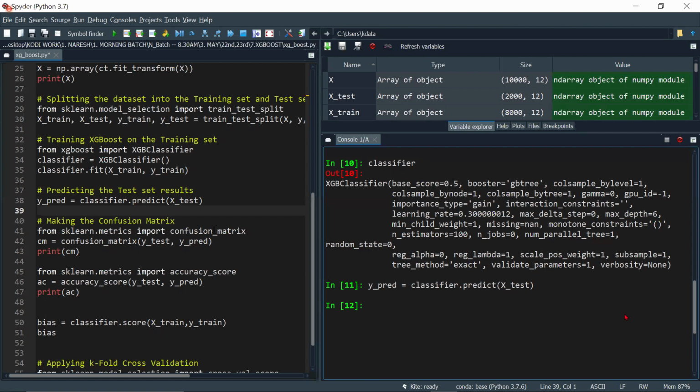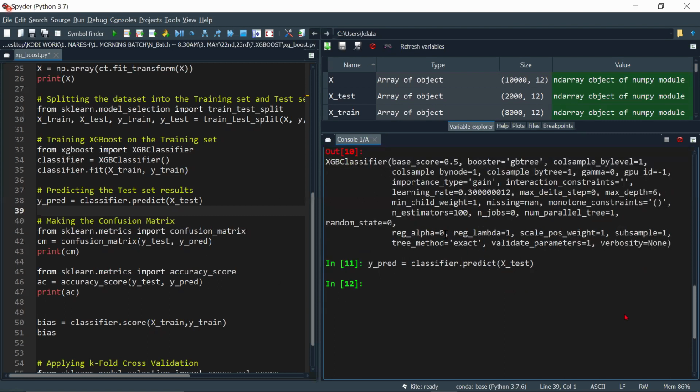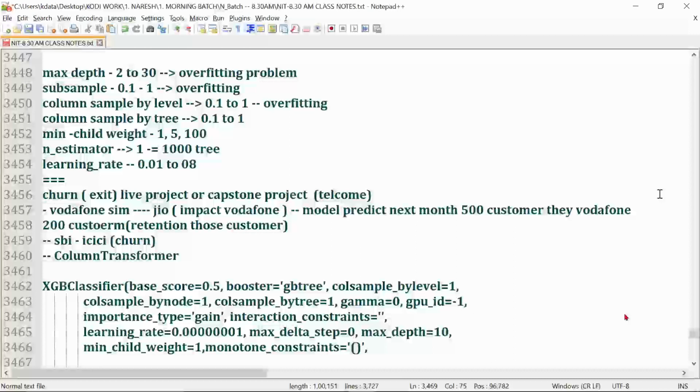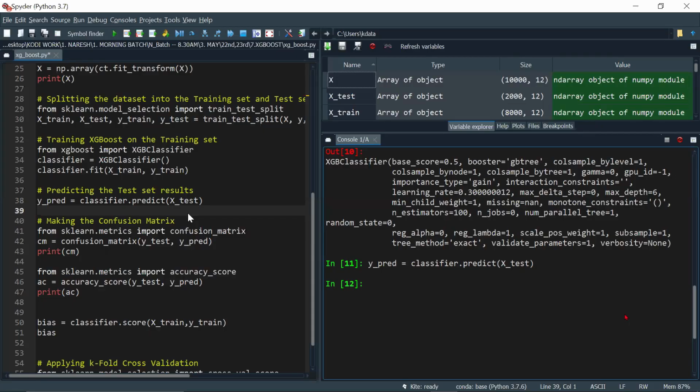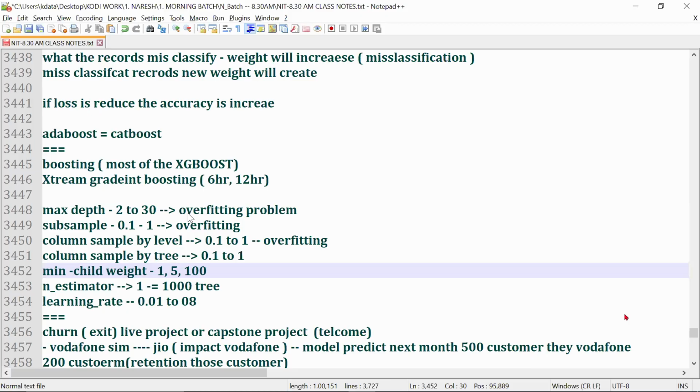There is a thing. Did you see in the parameters? I mentioned some points here. Max depth 2 to 30. What is the default max depth? 6. And what exactly is the range I said? 2 to 30. You can build up to a 30 depth tree, isn't it? Or else an overfitting problem comes up. Next one.